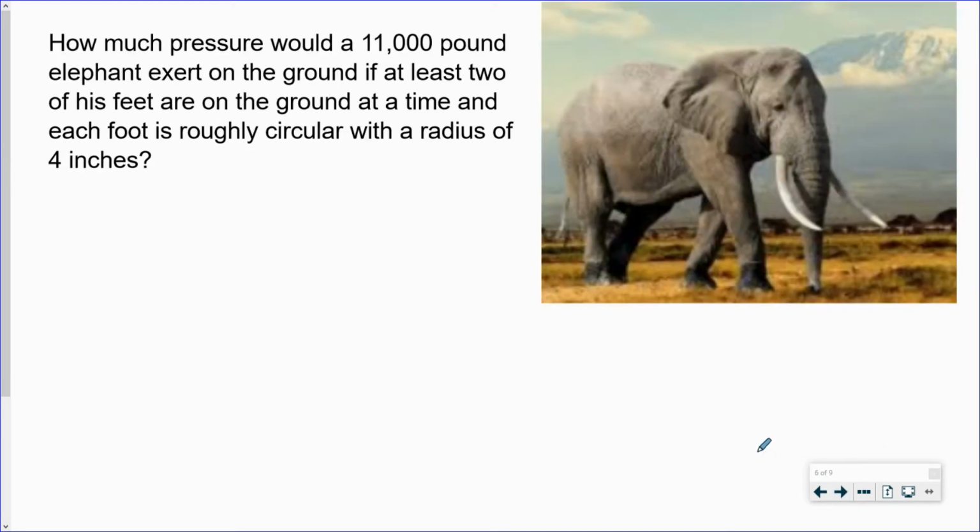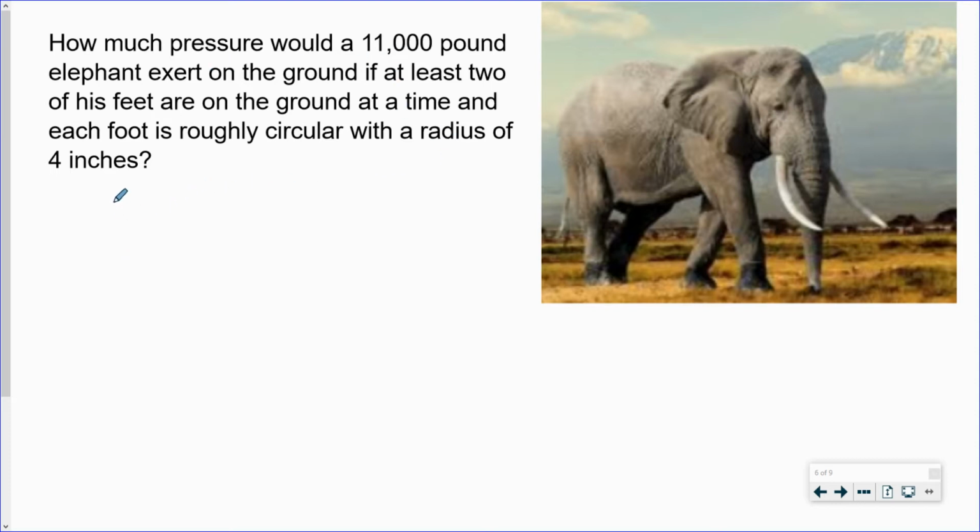Okay, we look at an elephant here. So we have an 11,000 pound elephant. We want to know how much pressure an 11,000 pound elephant would exert on the ground if at least 2 of his feet are on the ground at all times. And each foot is roughly circular with a radius of 4 inches.